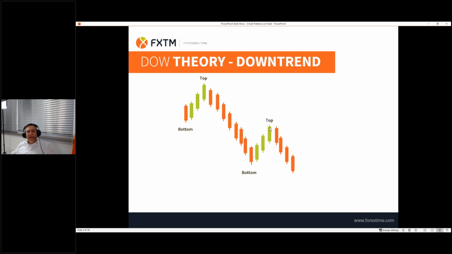And of course, let's touch on downtrend based on Dow theory. Successively lower tops and lower bottoms. And the minimum requirement is two tops lower than each other and two bottoms lower than each other, and prices fall below the last bottom. Then when that happens, we are officially in a downtrend. Okay, let's go on.